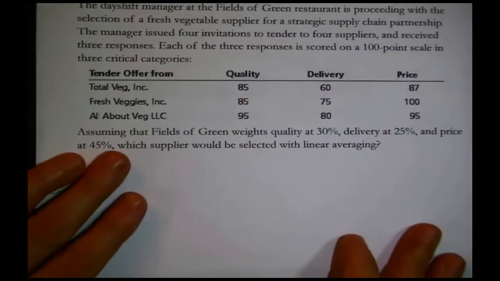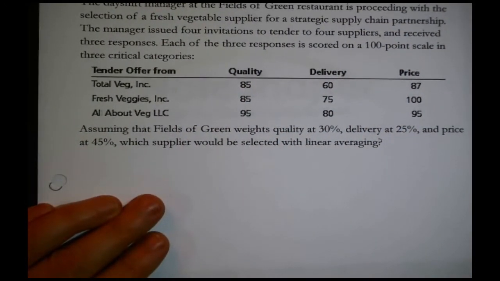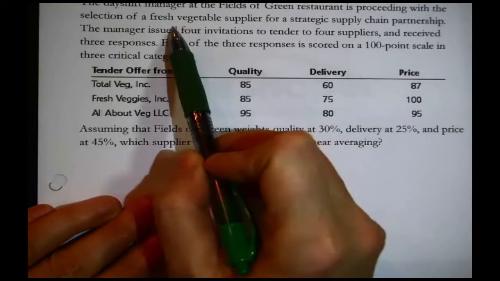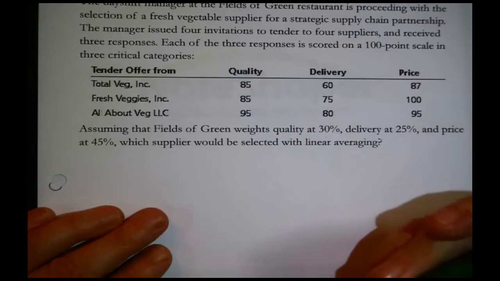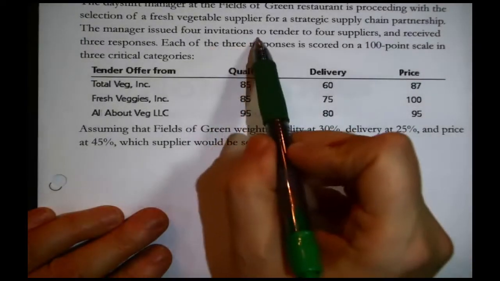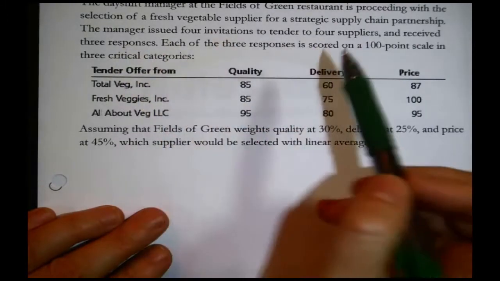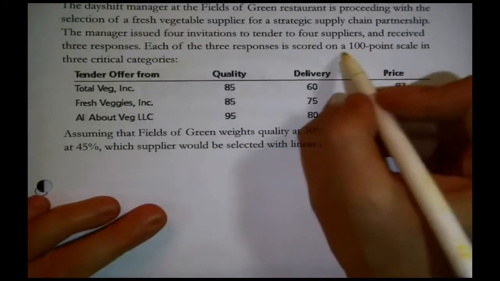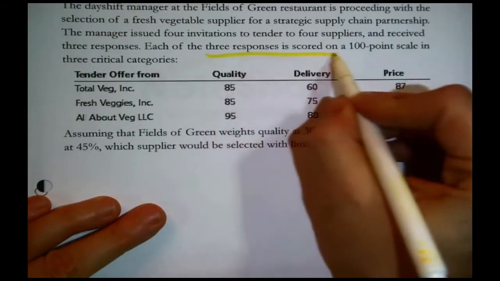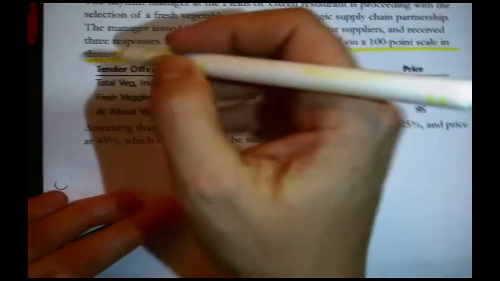Let's look. The day shift manager at the Fields of Green restaurant is proceeding with the selection of a fresh vegetable supplier for a strategic supply chain partnership. The manager issued 4 invitations to tender and received 3 responses. Each of the 3 responses, now this is what I mean by a series of input values, was scored on a 100-point scale in 3 critical categories.